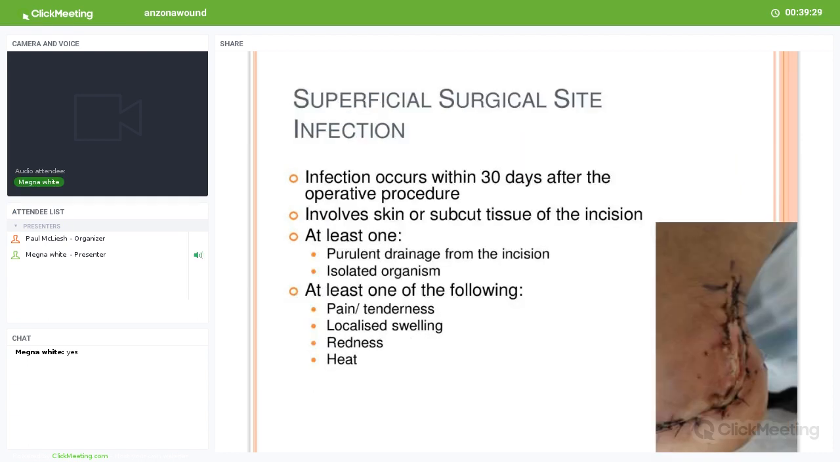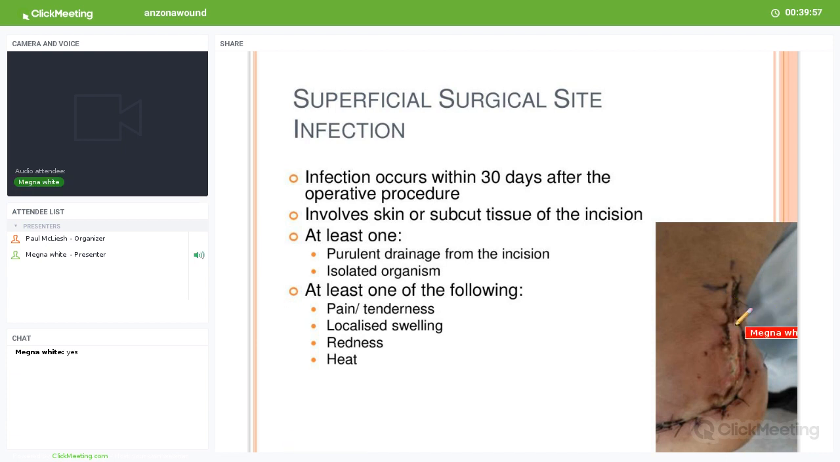Superficial surgical site infections tend to occur within 30 days after the operative procedure. They generally involve the skin or the subcutaneous tissue of the incision, and your patients will usually present with at least one of these signs. They may have purulent drainage from the incision. A wound swab might have an isolated organism.